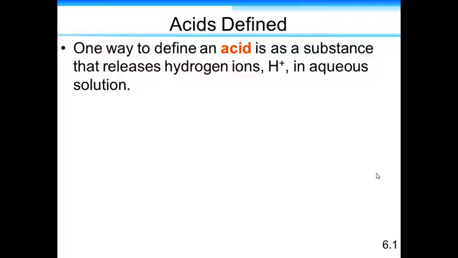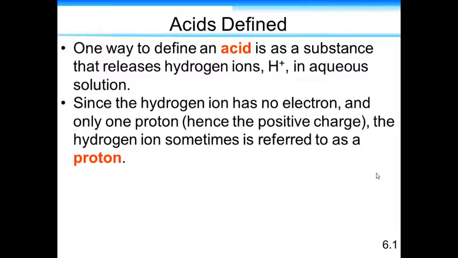So the fundamental definition of an acid is a substance that releases hydrogen ions in aqueous solution. The hydrogen ion has no electron. It is fundamentally just a proton. The hydrogen atom has one proton, so a naked hydrogen atom without its electron is often referred to simply as a proton instead of the hydrogen ion.